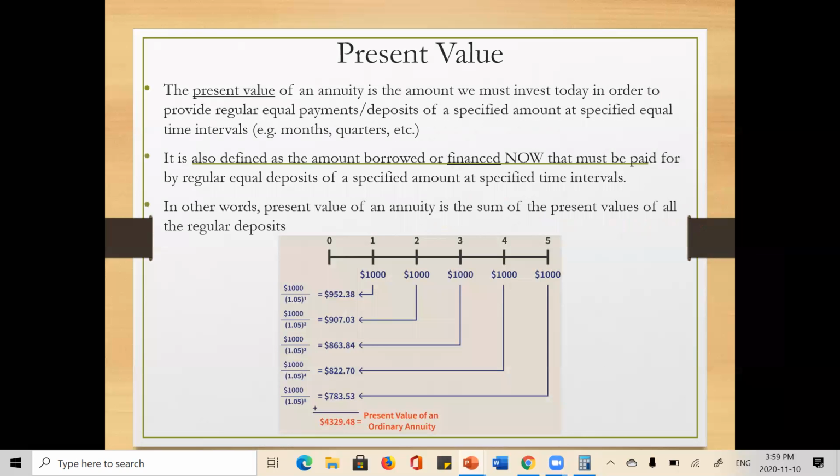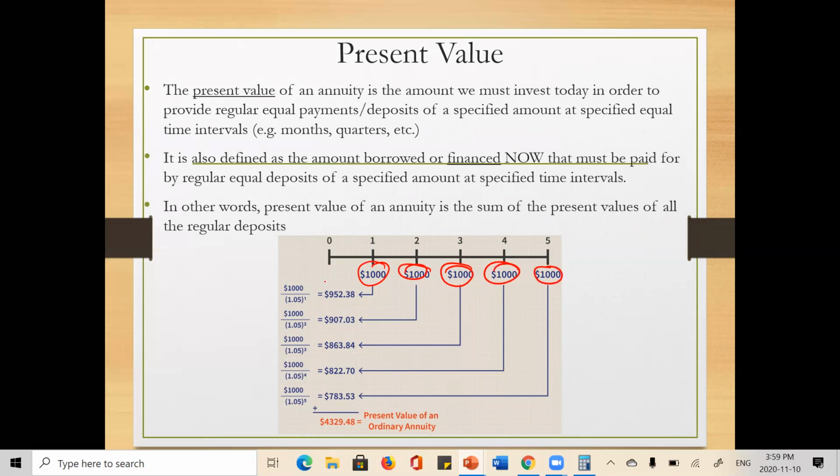Okay, present value. Just briefly going over this, present value is simply working backwards. In these questions, we're interested in having a certain amount of money in the future, and we're trying to figure out how much money do I have to put in today so I can generate these future amounts.